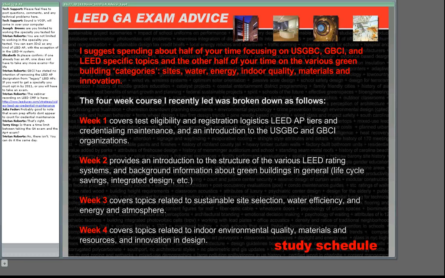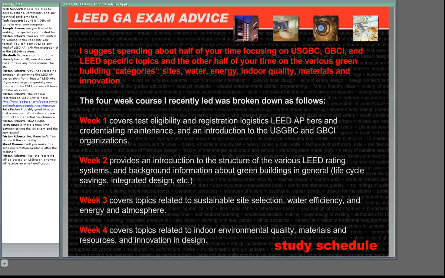You also need to know in general: what's the difference between a prerequisite and a regular credit? What is a credit interpretation request? How does that work? What do I need to pay the USGBC or the GBCI to get certified? How does the registration fee work? How does the actual process of moving through LEED work? What's the difference between a design and construction review? All that information on how LEED works is important.